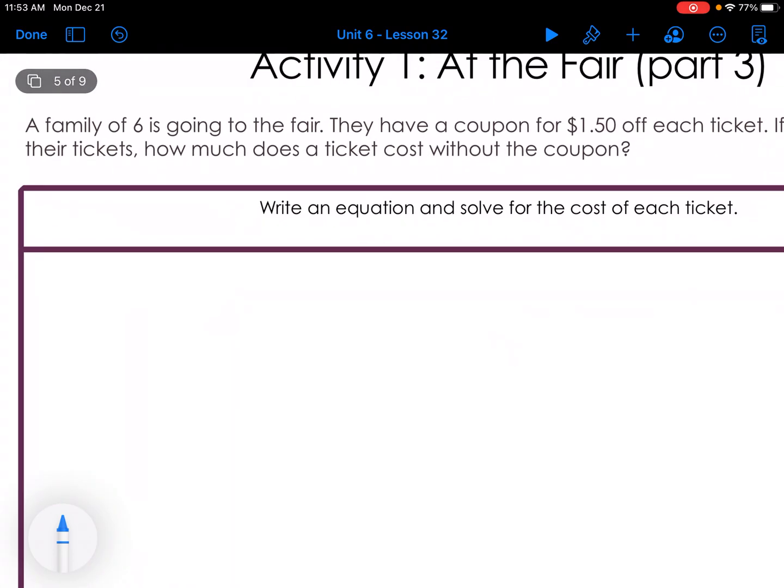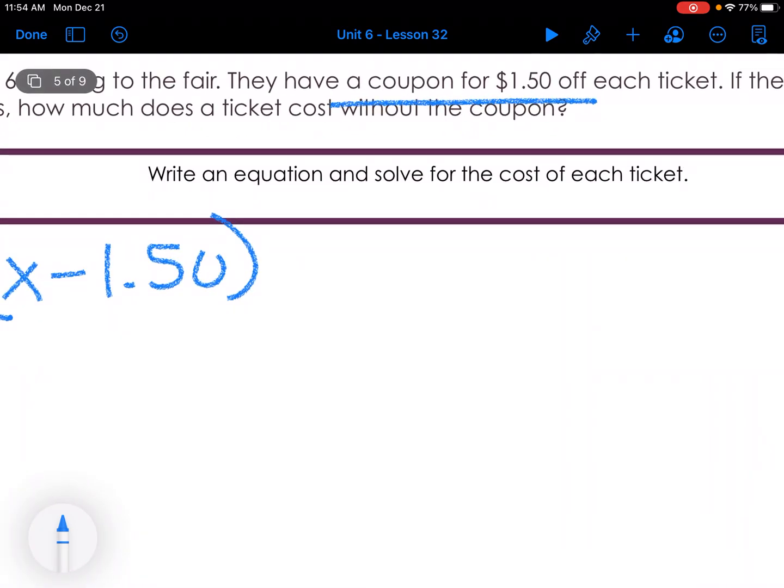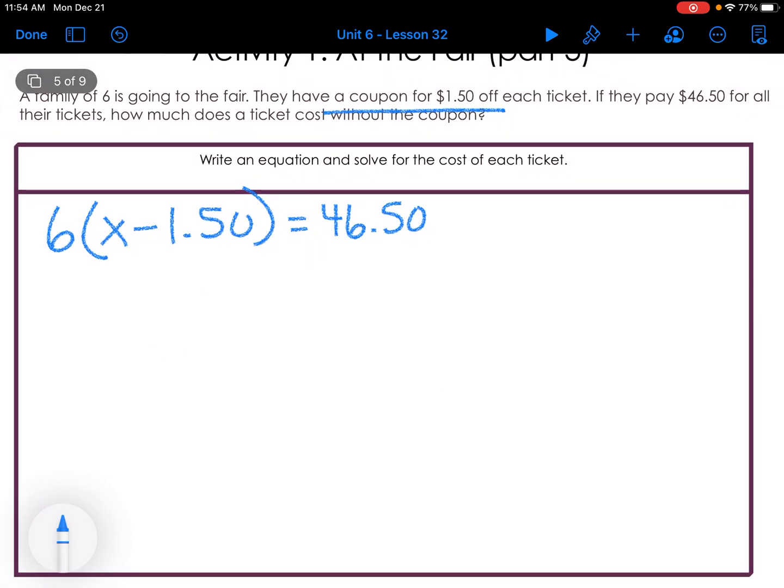So I know there are 6 people going, and we have the ticket, and they have a coupon, so they're saving money. So that's subtracting $1.50. And they paid a total of $46.50. So I have 6X, and then 6 times $1.50. I'm gonna get out my calculator, make my life a little easier there.